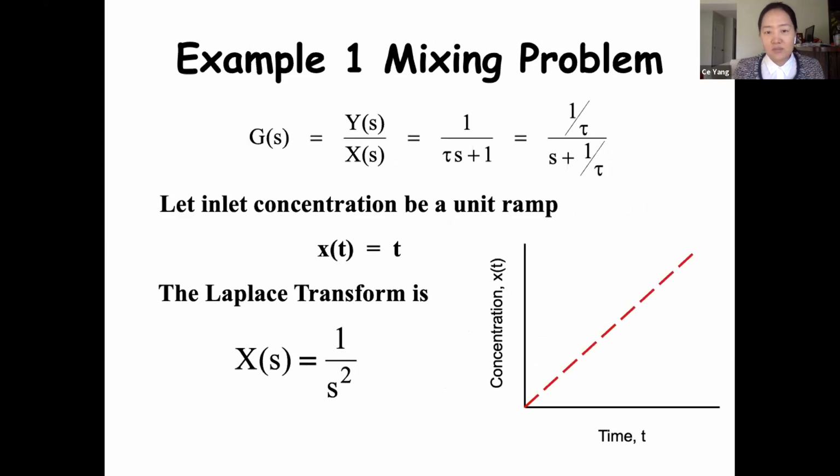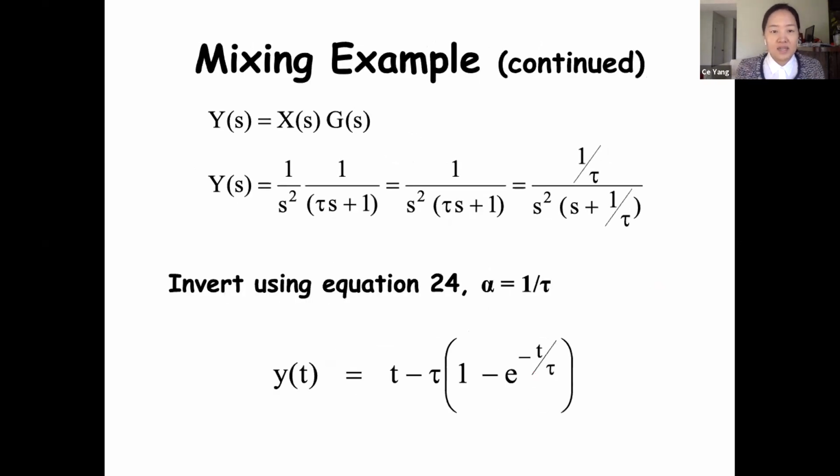And then if we input a unit ramp function, which is x(t) equals t, which has the Laplace transform X(s) equals 1 over s squared, based on the Laplace transform table provided in the course packet, we can get the final Y(s) regarding a unit ramp input and the first order transfer function G(s). In the end, we get 1 over tau over s squared times s plus 1 over tau. And we can invert it by equation 24, which gives the following y(t) as our solution.